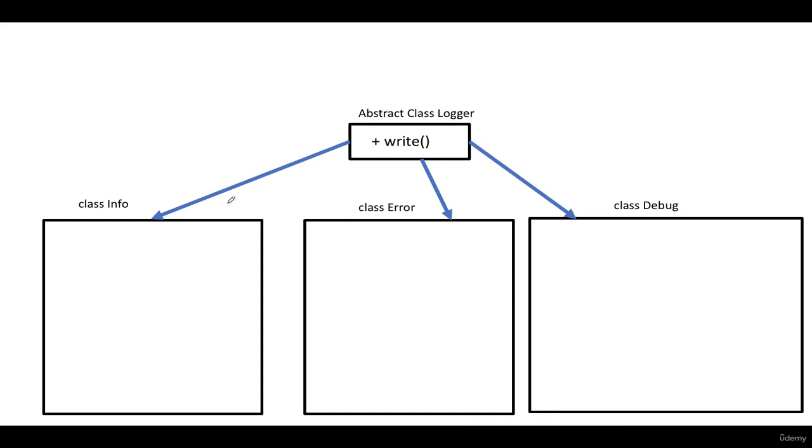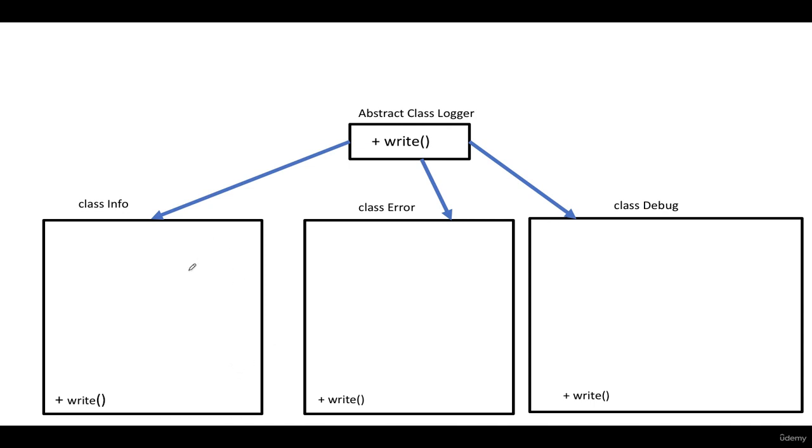Let's see this logger system in detail. First we have the abstract class, which is Logger, and in this abstract class we have the method write. Then these are my subclasses: the info class, the error class, and the debug class. These are the classes which extend this abstract class. Of course, they need to implement this method, which is write. So all these different classes implement the write method in their corresponding class.